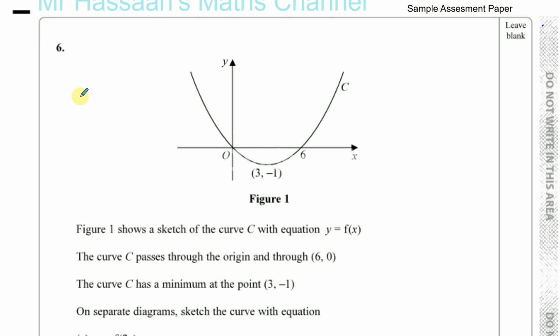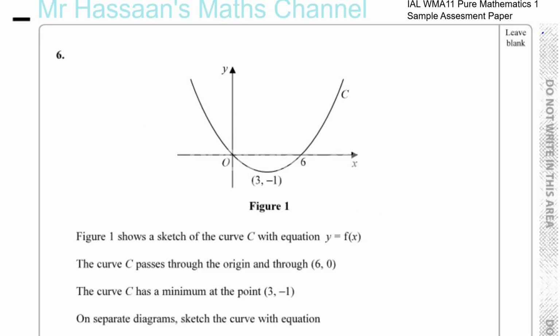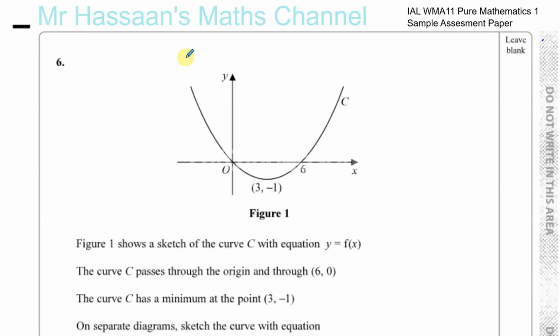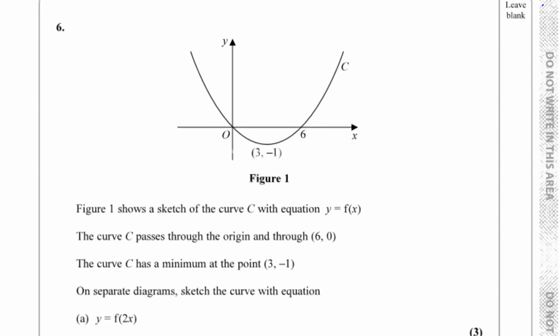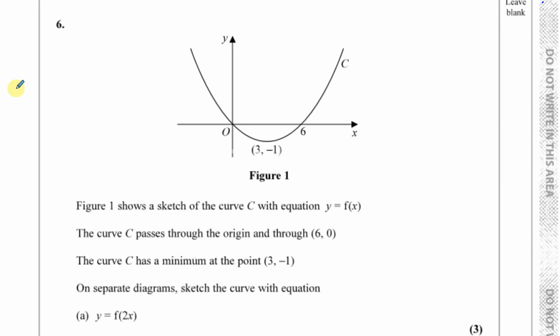Okay, question number 6 from the sample assessment paper for the International A-Level Pure Mathematics 1 paper. This was a sample assessment paper put out by the examining board, seeing as it's a new syllabus. Question 6 shows a sketch of the curve C with the equation y equals f of x. They didn't tell us the actual equation. It looks like some sort of quadratic equation.